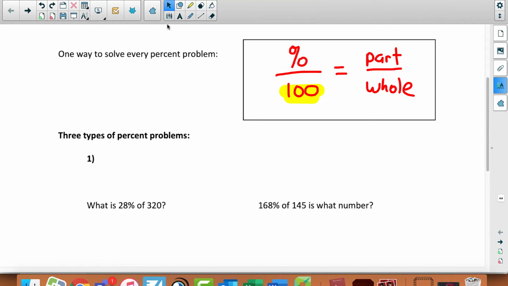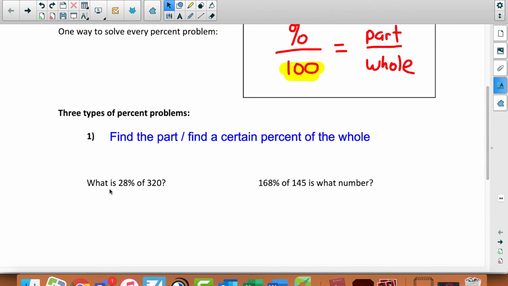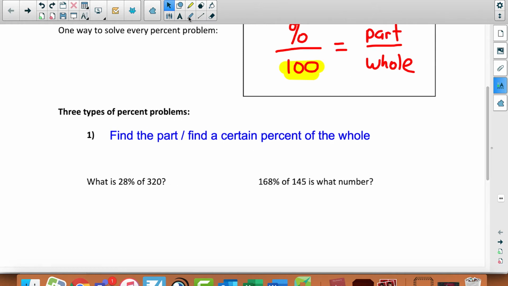The first type we'll look at is when you're trying to find the part, or you're trying to find a certain percent of the whole. So that'd be a question like this. What is 28% of 320? Right? You're trying to find some percent, in this case 28%, of 320. So here's how we can solve this. I start by putting down 2 fraction bars.